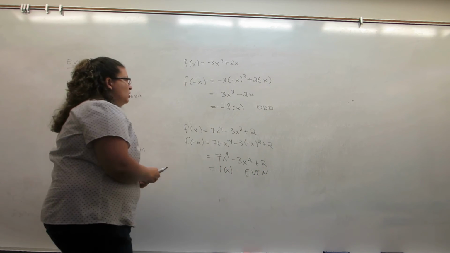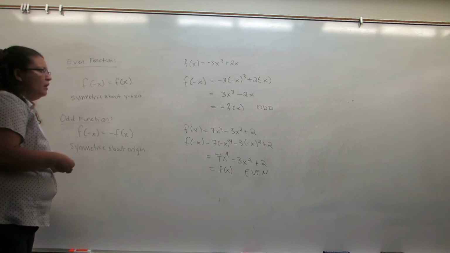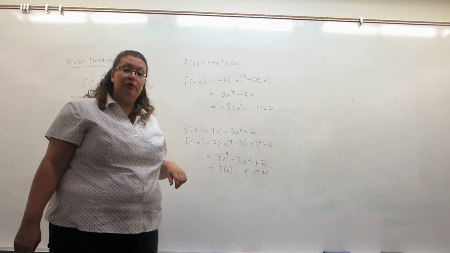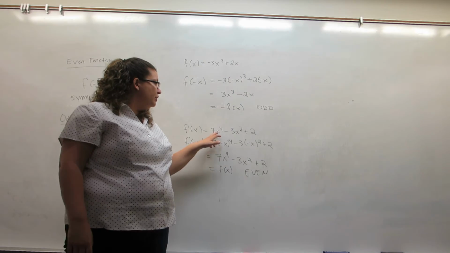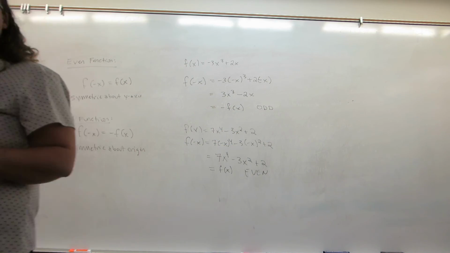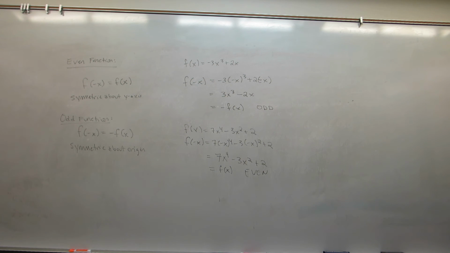If you notice, we now see a pattern. The odd function had all powers of x odd numbers, and the even function had all powers of x even numbers. Now that is not a foolproof method because sometimes you're not going to have things that are just powers of x. But if you happen to have just powers of x, you can just look and say, are they all even? Are they all odd? And it will tell you if the function is even or odd.